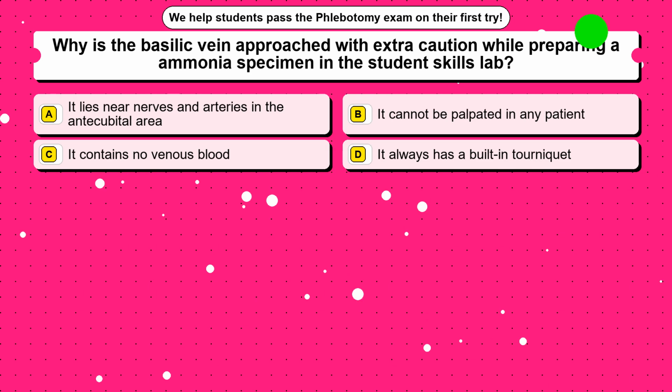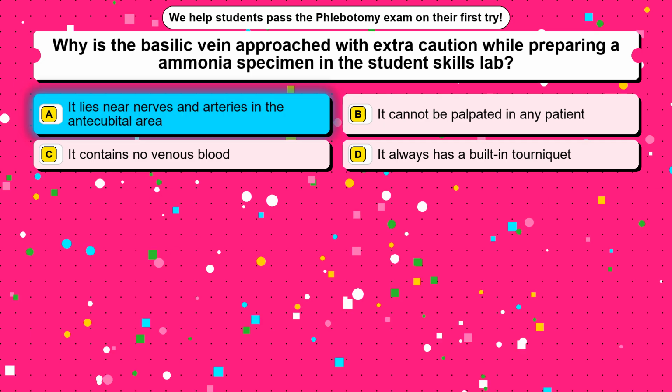Question 79. Why is the basilic vein approached with extra caution while preparing an ammonia specimen in the student skills lab? Option A. It lies near nerves and arteries in the antecubital area. Option B. It cannot be palpated in any patient. Option C. It contains no venous blood. Option D. It always has a built-in tourniquet. The correct answer is option A. It lies near nerves and arteries in the antecubital area.